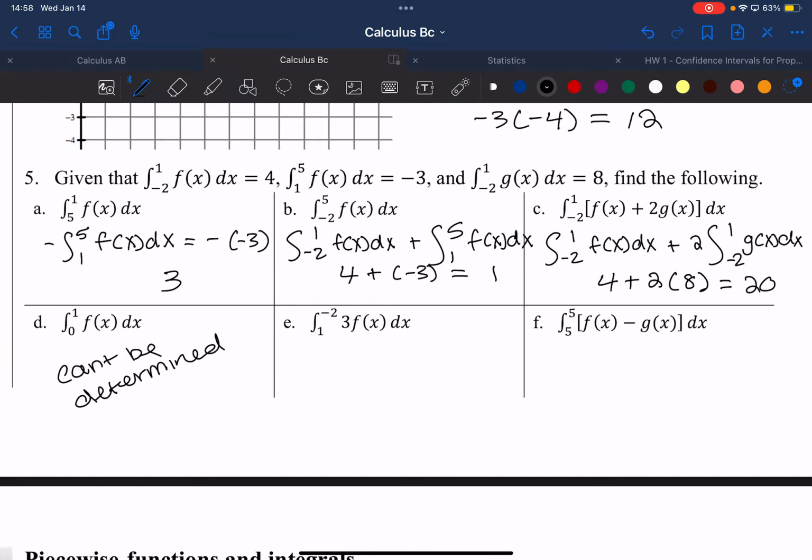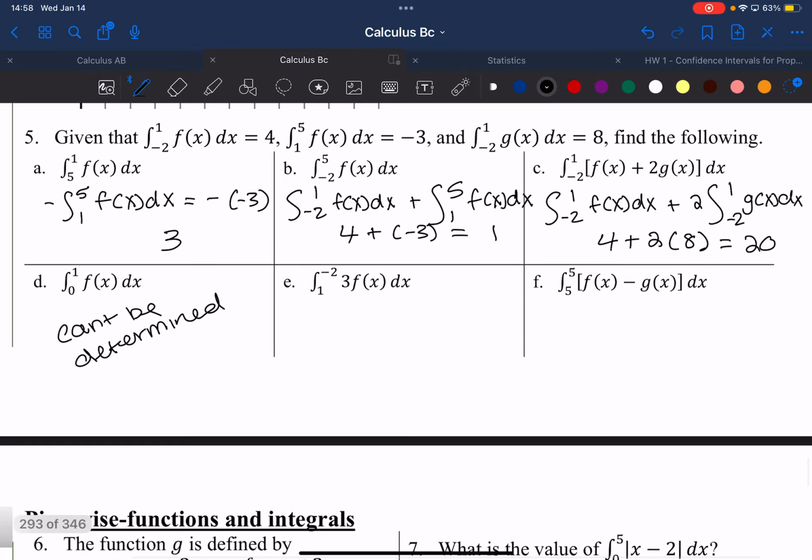Okay, go ahead and take a minute and do E and F. Combined should take you less than a minute because you guys are that good and it's that easy.